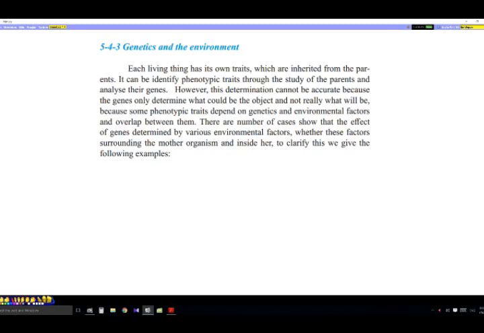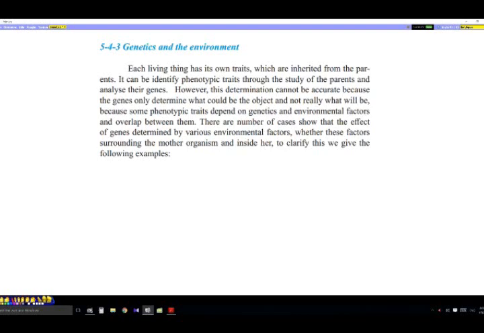Genetics and the environment. Each living thing has its own traits which are inherited from the parents. As we have studied until now, the phenotype of an organism seems 100% dependent on its genotype. But now we can see there are some differences. Phenotypic traits can be identified through the study of parents and analysis of their genes. However, this determination cannot be accurate because genes only determine what could be, and not really what will be.